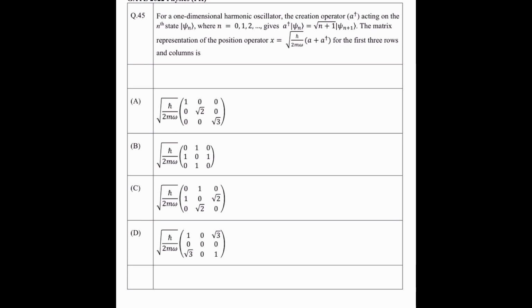For a one-dimensional harmonic oscillator, the creation operator A dagger acting on the nth state psi n, where n equal to 0, 1, 2 and so on, gives A dagger psi n equal to root over n plus 1 psi n plus 1. Then the matrix representation of the position operator X equal to root over h bar by 2m omega times A plus A dagger for the first three rows and columns is given by these four options. One of these four options will be the correct option. So let's solve this question.